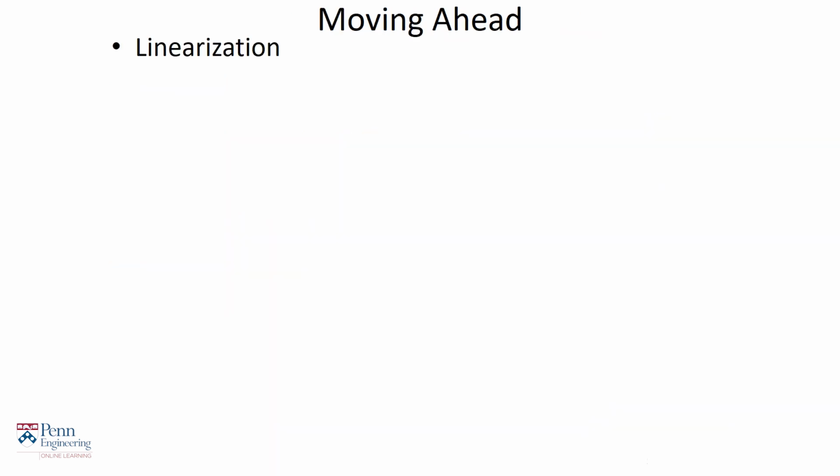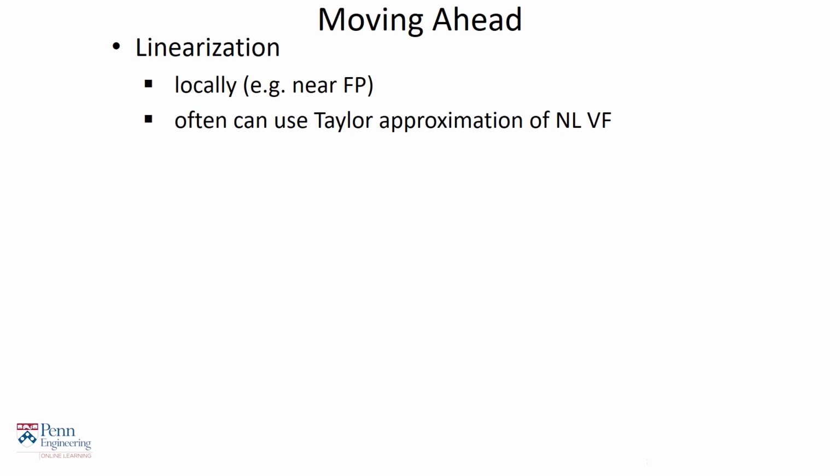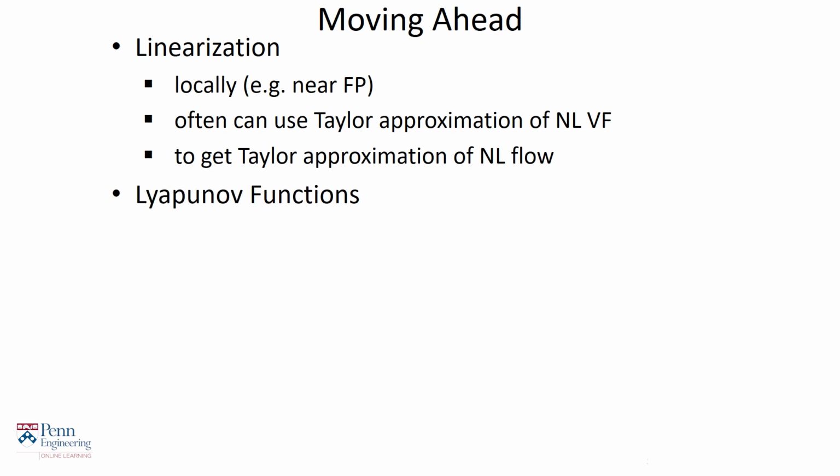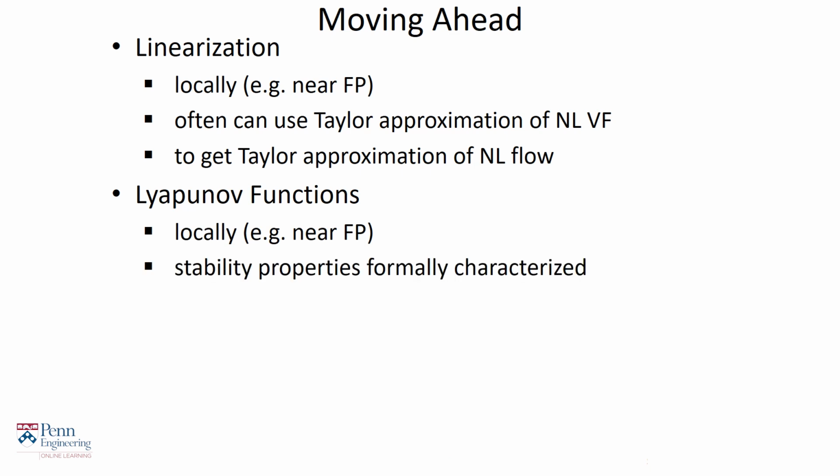Namely, we're going to be studying linearization. We're going to be observing that locally near a fixed point, we can generally use the Taylor approximation of the nonlinear vector field to get a Taylor approximation of the nonlinear flow. And at the same time, we're going to generalize these notions of total energy. We're going to get what are called Lyapunov functions, which are generalized total energy functions, which, when they're local near a fixed point, have stability properties that can be formally characterized by a generalized notion of total energy.